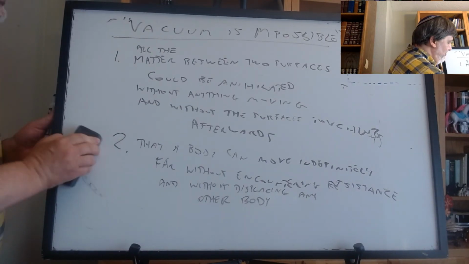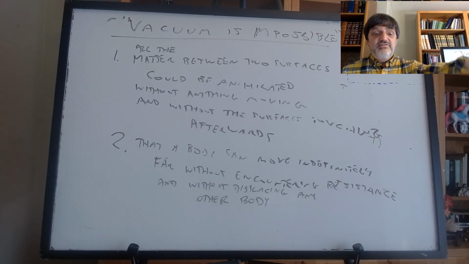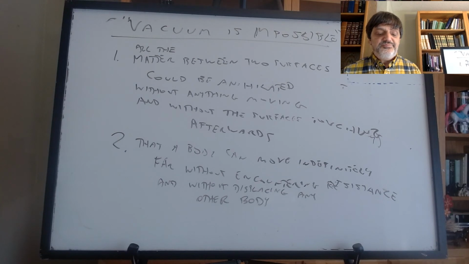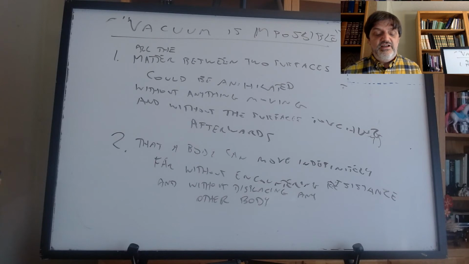But no, here we're talking about a body moving indefinitely far from where it started, so it's not going in a circle. And it never encounters any resistance. And it never has to move any other body out of its way. So, Hume says this in the next paragraph after the one I just cited. Book 1, Part 2, Section 5, paragraph 24 on page 46.